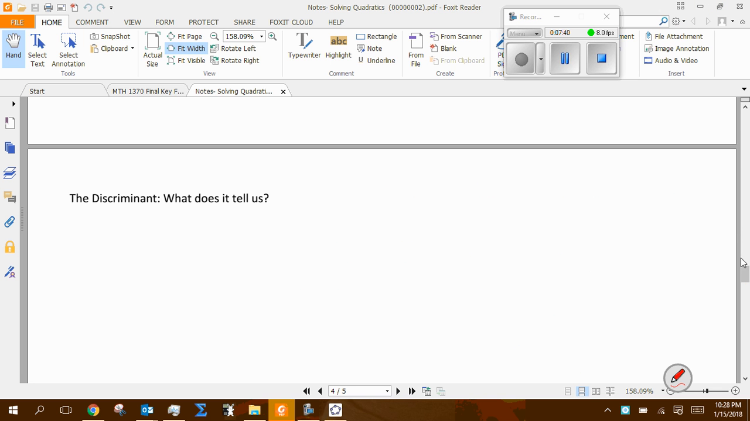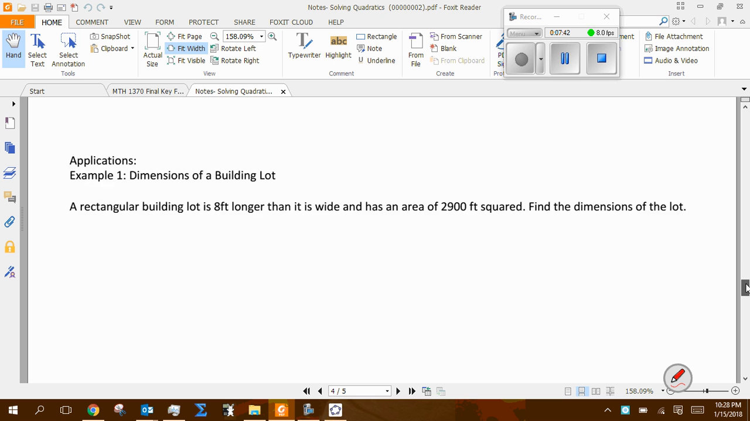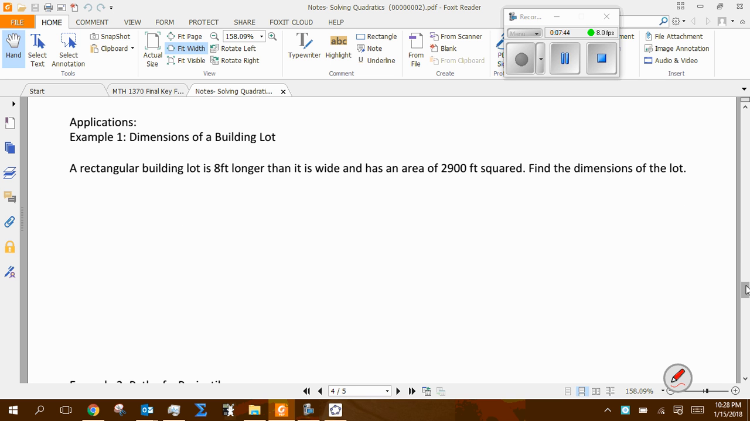Okay. Move down to these things. The rectangular building lot is 8 feet longer than it is wide, has an area of 2,900 square feet. Find the dimensions of the lot. All right, so this is a problem that you're always going to want to set up a picture with, just to organize your thoughts.